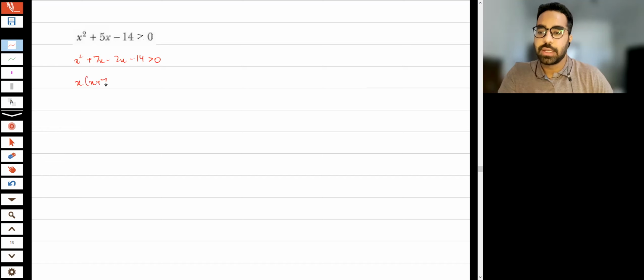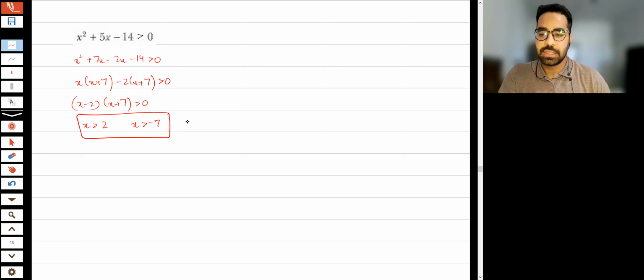I'll take x as common, x plus 7 minus 2 times x plus 7 is greater than 0. So x minus 2 times x plus 7 is greater than 0. Okay, remember I cannot have my answer like this: x is greater than 2, x is greater than minus 7. This answer is absolutely wrong.